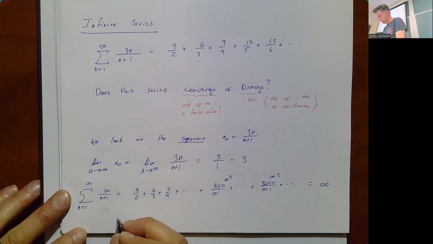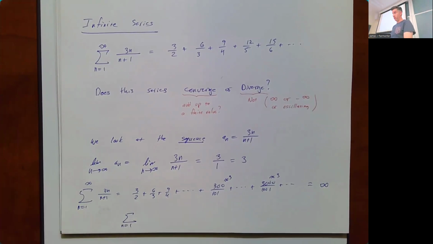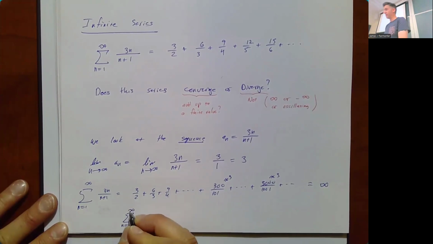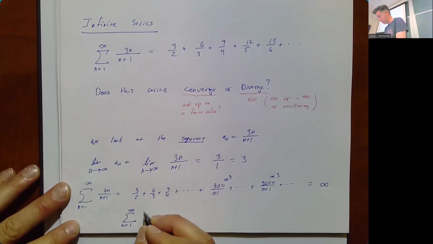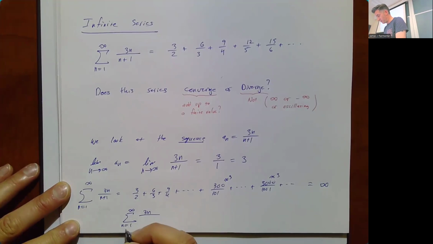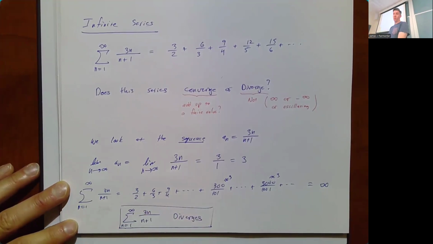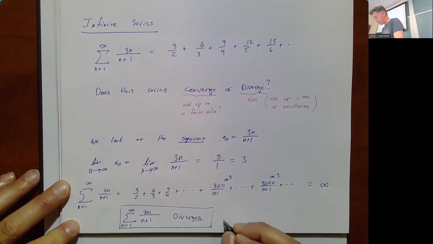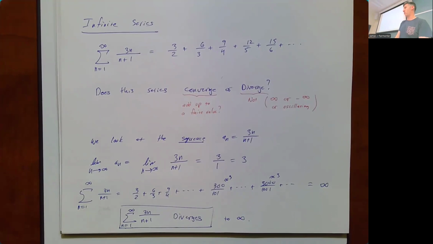So this series, the sum, or the series, I say sum and series interchangeably. I accidentally say sequence interchangeably too, but I'll try not to because it's not interchangeable. We say the sum from n equals 1 to infinity of 3n over n plus 1 diverges. If you wanted to be more explicit, you could say diverges to infinity. Although we often don't really care how a series diverges, we just care that it diverges.